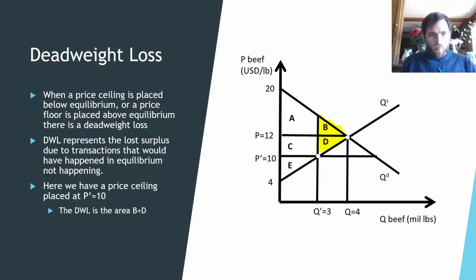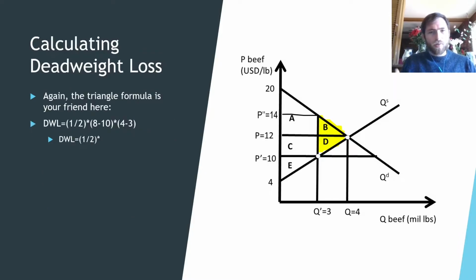So to find the deadweight loss, we can once again use the triangle formula. I needed to add an additional point here at P double prime equals 14, but that gives you all the dimensions you need to find the area of the triangle. And here, I don't think I've finished out the calculations there, but you can find that out pretty readily.